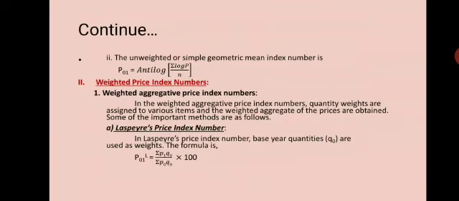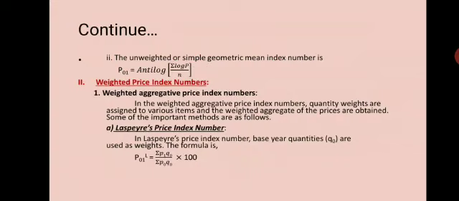The second method is the unweighted or simple geometric mean index number, that is P01 equals antilog of summation log P upon n. Here also P is nothing but price relative, that is P equals P1 divided by P0 into 100, and n are the number of commodities or items.